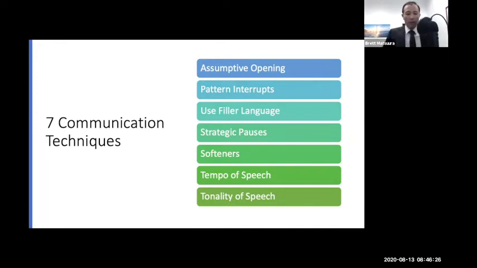Okay, so the next thing. Here's the addition: tempo of speech, tonality of speech. Naturally, we do not talk at the same rate of speech, right? It's natural. It's our communication pattern that when you are talking, every sentence speeds up, slows down, speeds up, slows down. But on the same level, and this is the last one, your pitch is changing as well. Your tonality is changing as well.